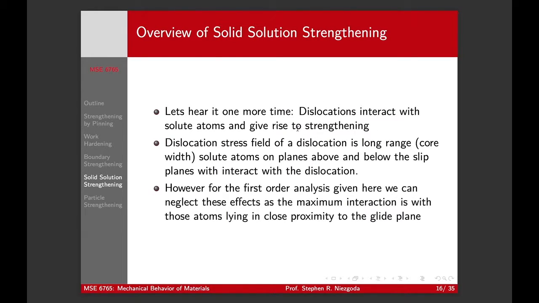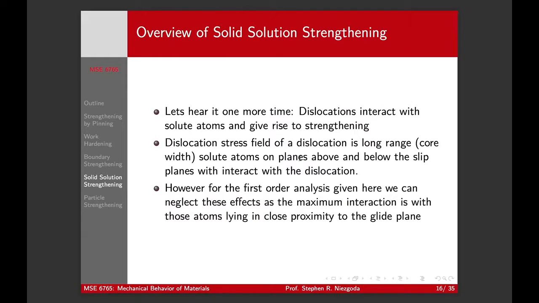Here we're talking about the interaction of dislocations with solute atoms in solution, right? So the stress field of a dislocation is long range. And you can imagine that a solute atom, either being bigger or smaller than the atom that it is replacing, is going to also have a local stress field around it. And these two long-range elastic stress fields will interact with each other.